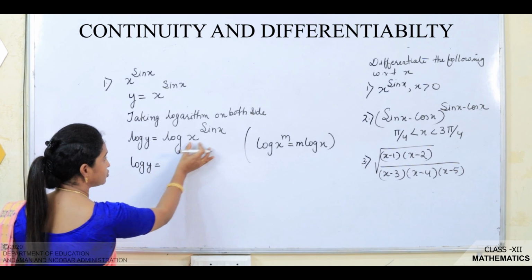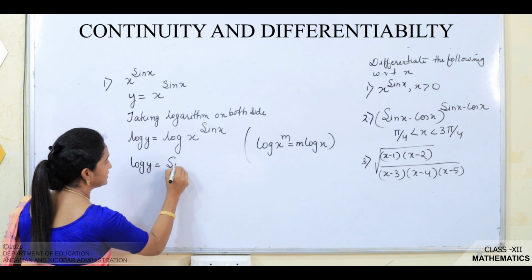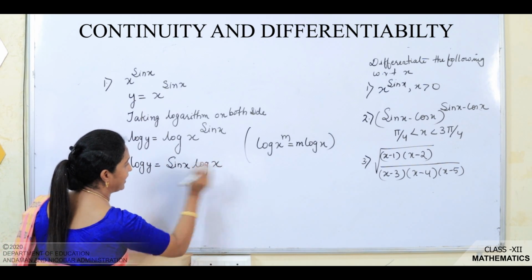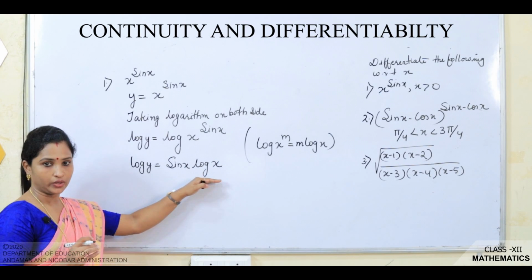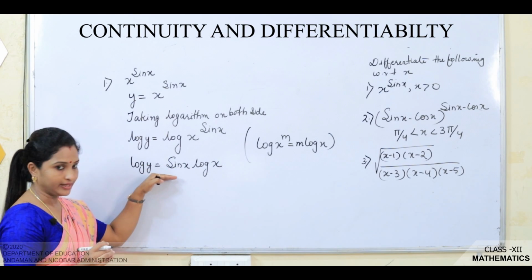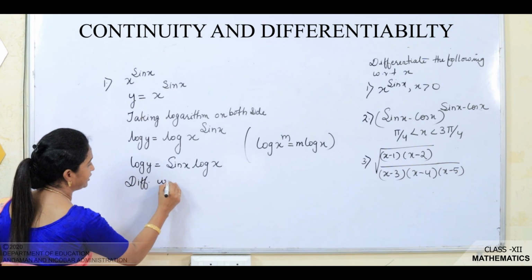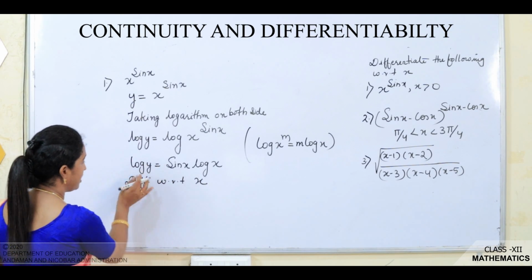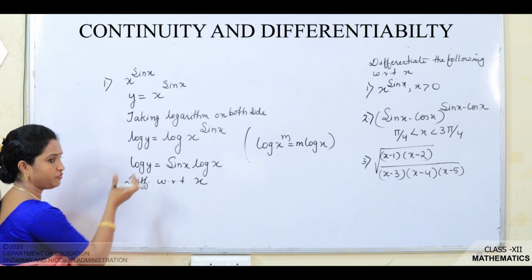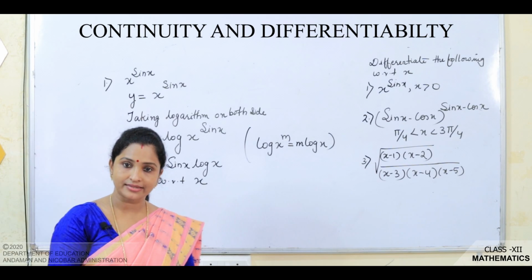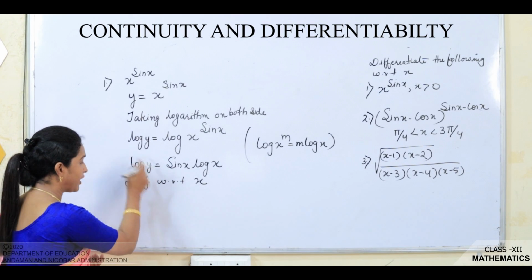So log x to the power sin x means sin x will come in the front and then you are going to write down log x. Sin x log x. Okay. After that you have to differentiate. Differentiating with respect to x. How to differentiate log y? We know the differentiation of log x as 1 by x. But here in place of x you have y.